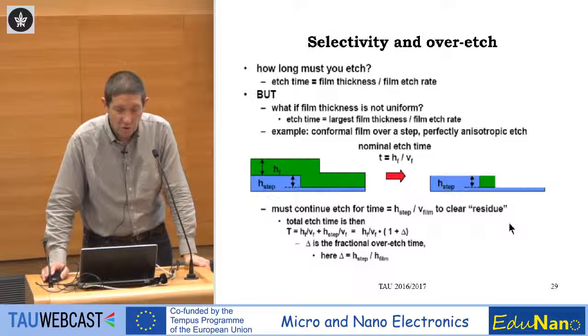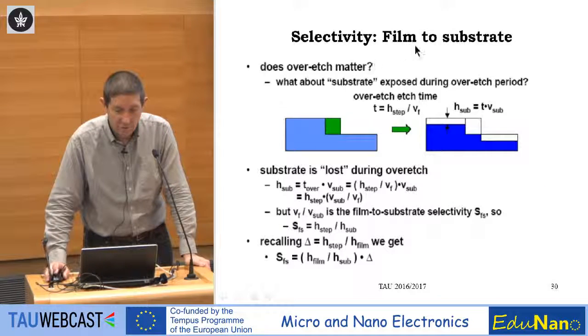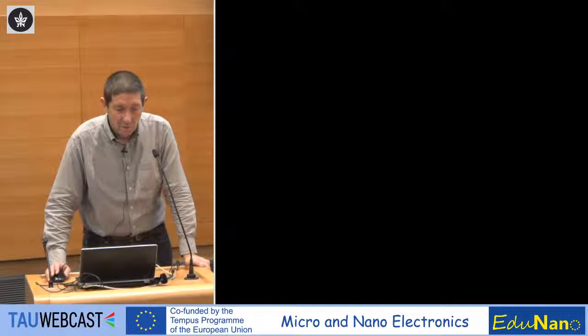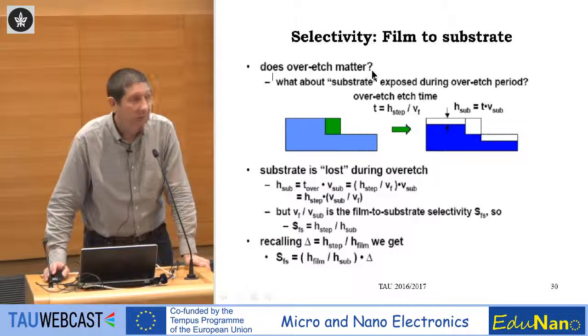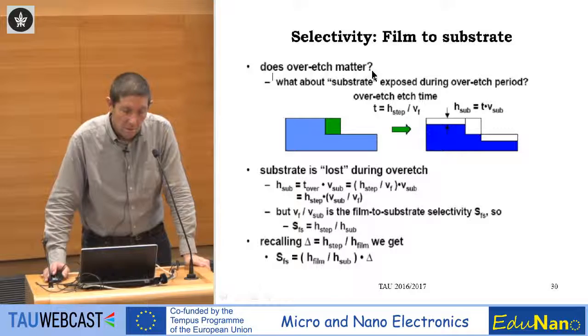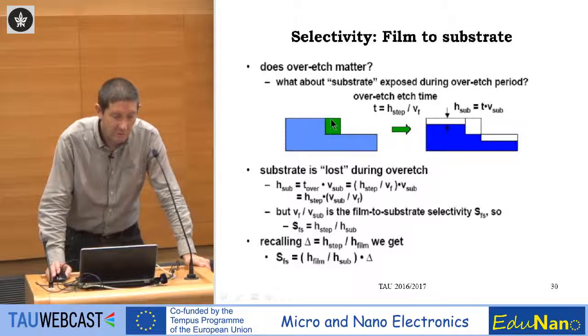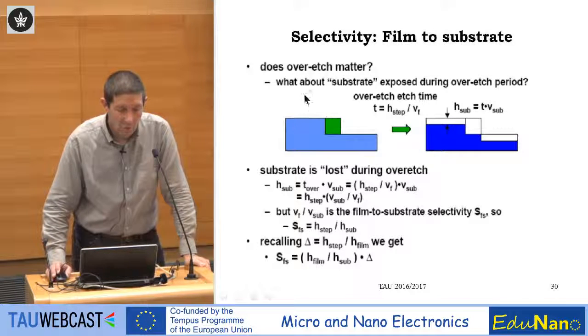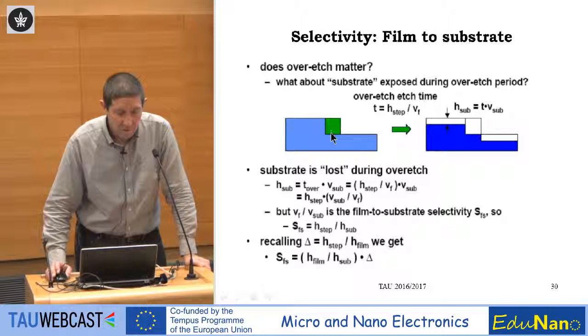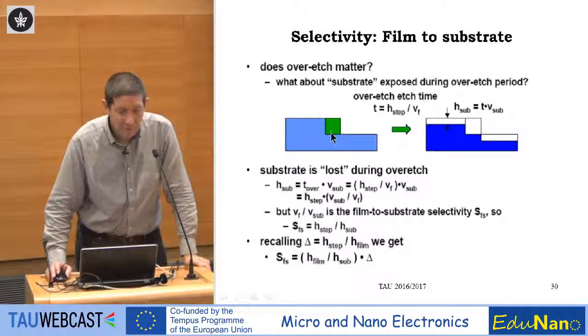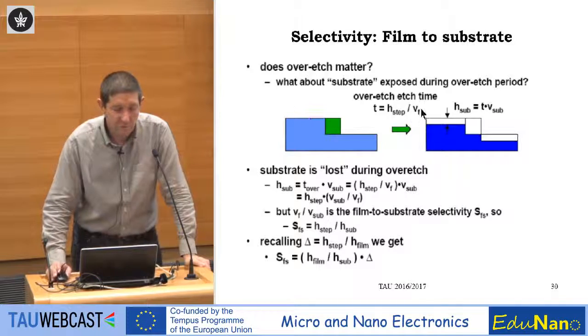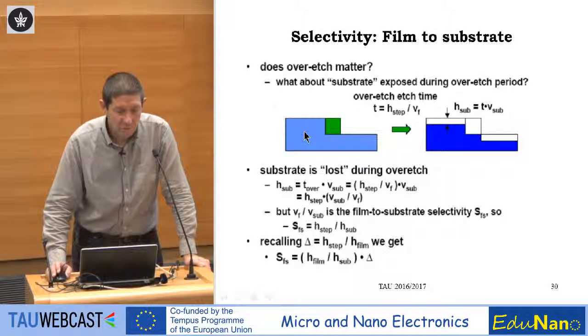So I have to etch a little longer to remove this structure. So does overetch matter? Yes, because what happens if I have this structure, I etched all the green layer over here, and I have this. But let's say the selectivity of the etch rate of the green versus the blue is not perfect.